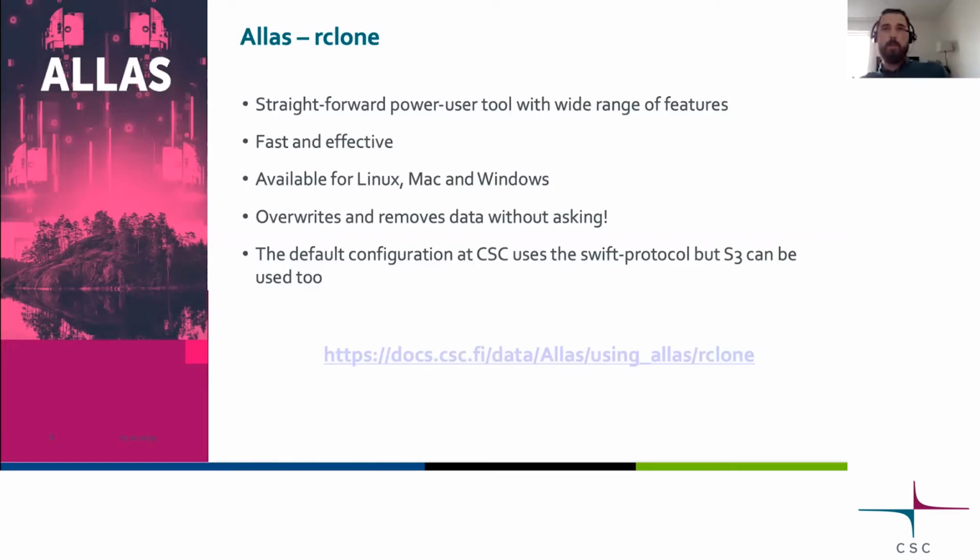The rclone by default uses Swift, but also S3, and those permanent keys can be used. And again, all of these details can be found in docs.csc.fi. The link is in the slides.